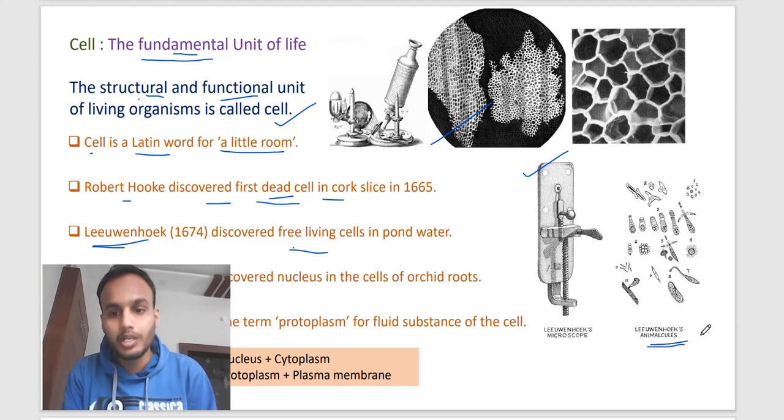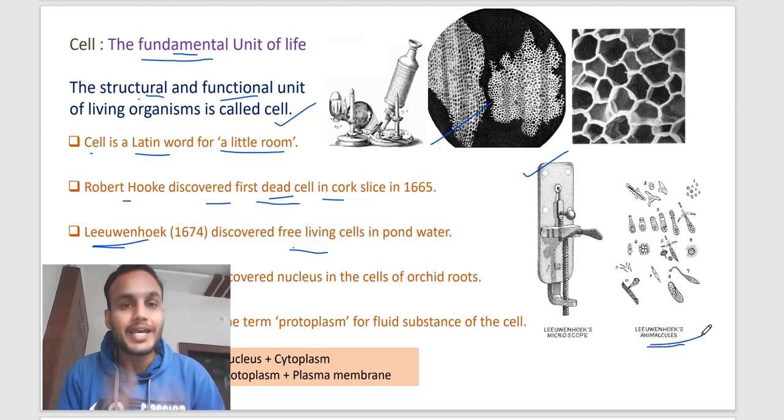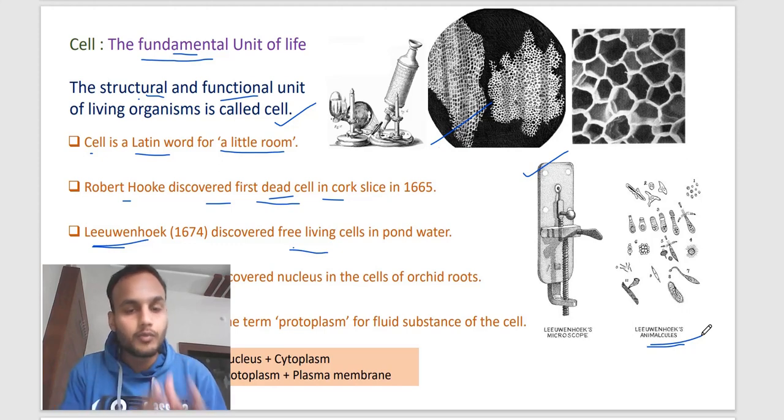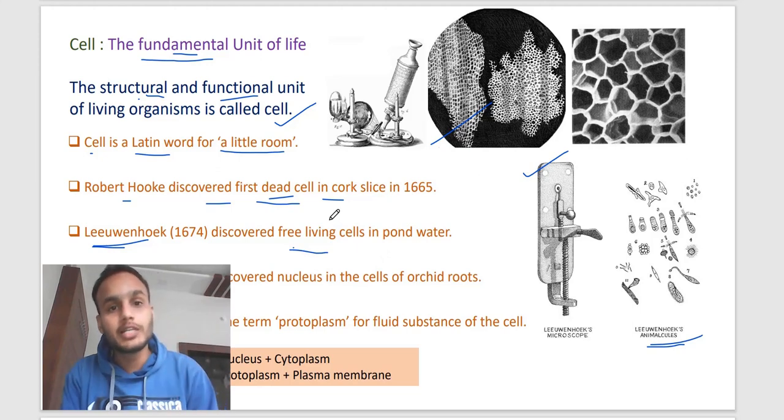Okay, first of all Leeuwenhoek called them animalcules. You have to remember this. Leeuwenhoek first observed free living cells and he called them animalcules. Okay friends. So the cell as a dead form was discovered by Robert Hooke and the first living cell was discovered by Leeuwenhoek.